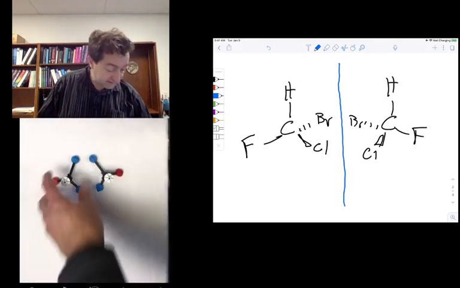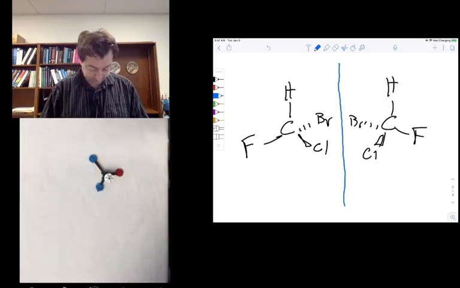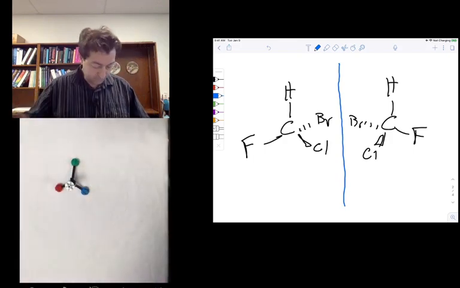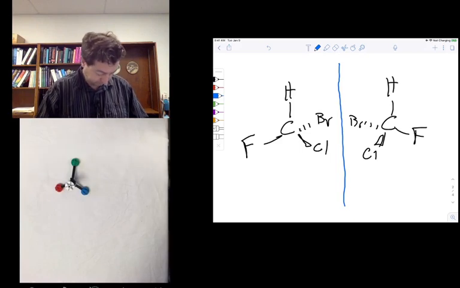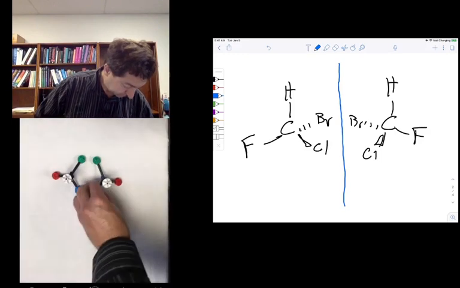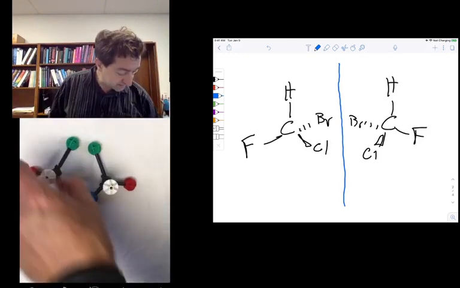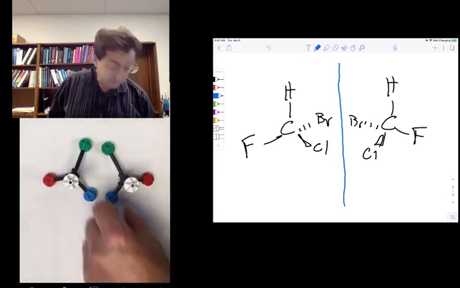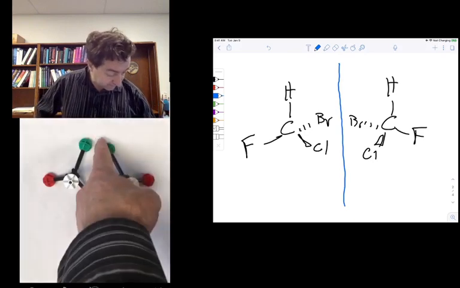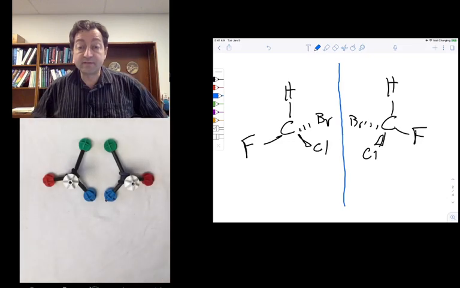What we could do is replace one of the blue atoms with a green atom on one of our models, and replace another blue atom with a green atom on this model here. So now we have two objects where they're showing each other. These are mirror images. If there was a line right down the center of the table here that would divide those two atoms, that would be a mirror plane.